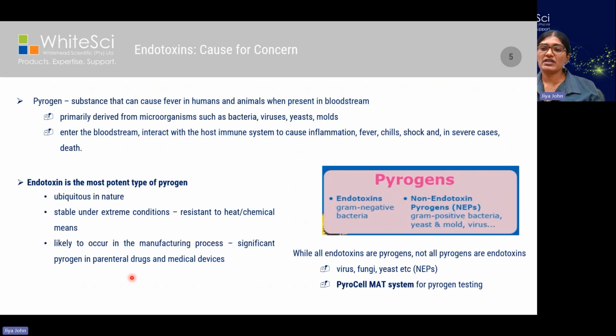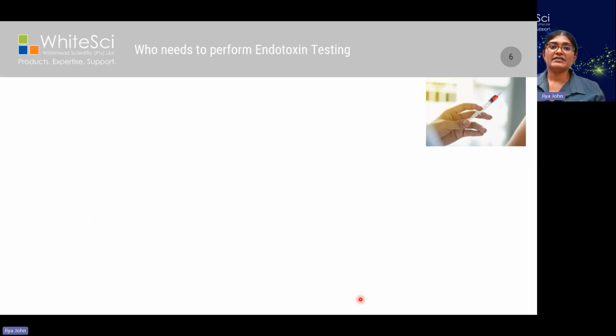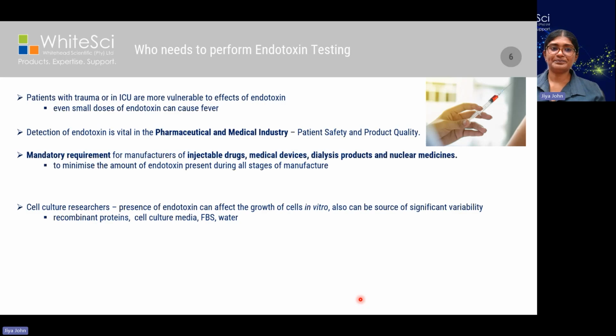If you want to test for pyrogen itself, there is a different test kit that we have, which is called the PyroCell MAT system. That is something we do provide from LONZA. This is not being covered in this webinar, but if you do require further information for this particular kit, please do reach out to us. And just moving on to who needs to perform the endotoxin testing.